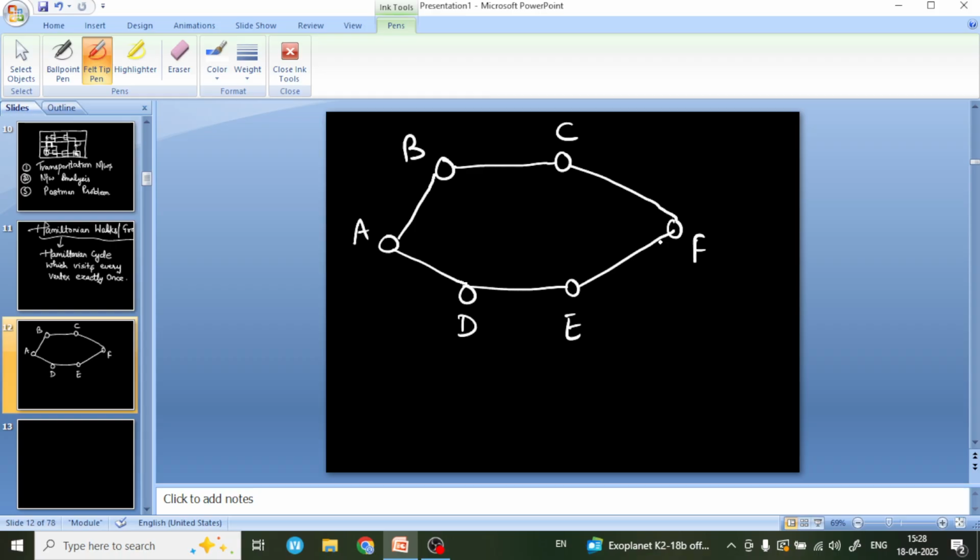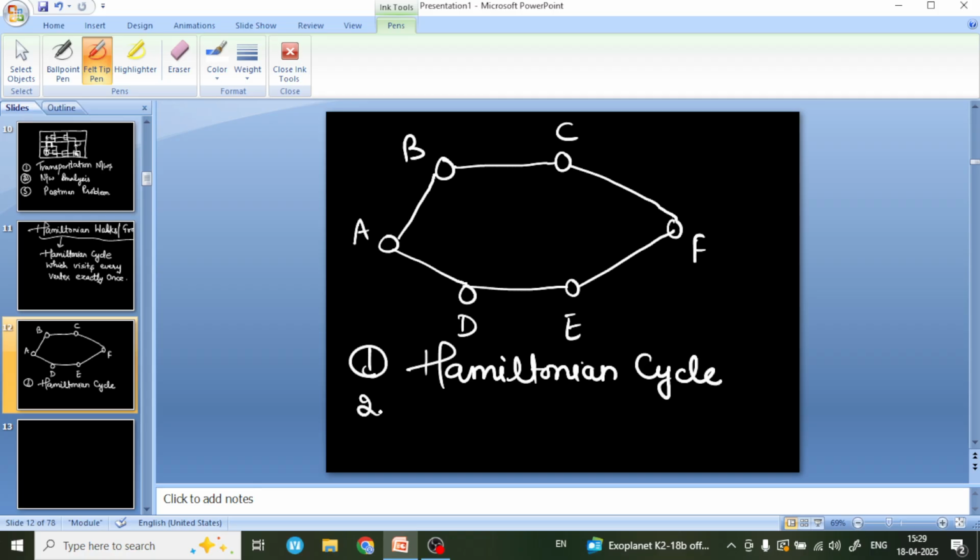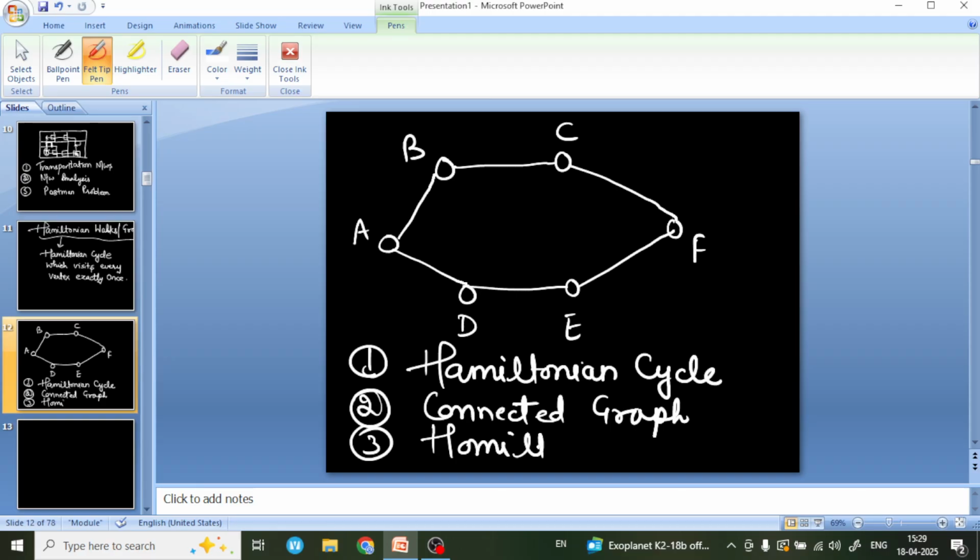Now, what are the key features of a Hamiltonian graph? There should be a Hamiltonian cycle, there should be a connected graph, and there should be a Hamiltonian path. These are the main three features. First, there should be a Hamiltonian cycle. Second, there should be a connected graph. And third, there should be a Hamiltonian path.